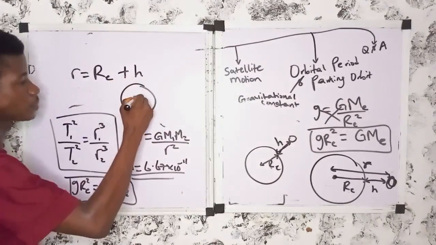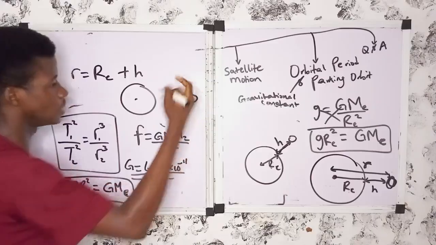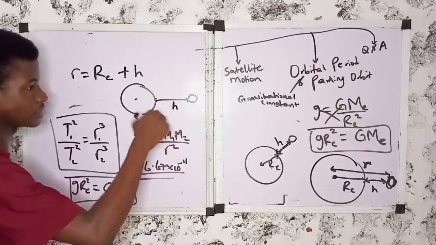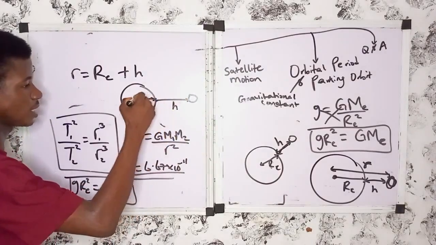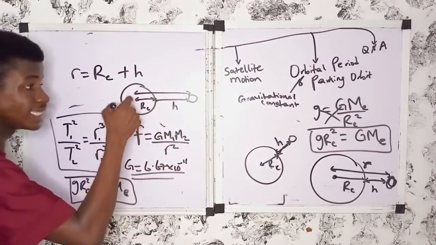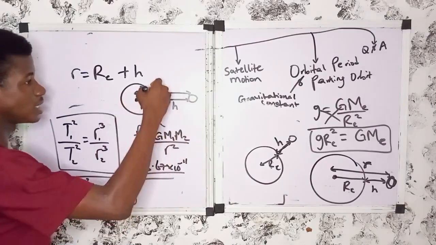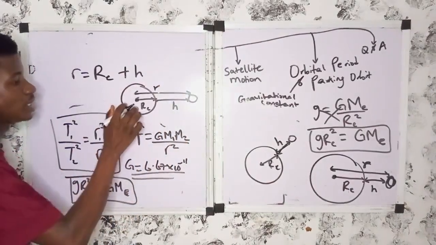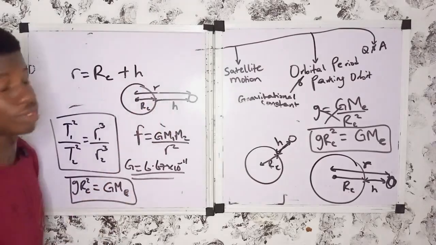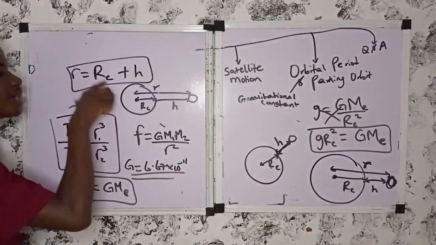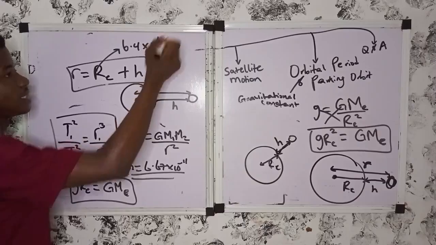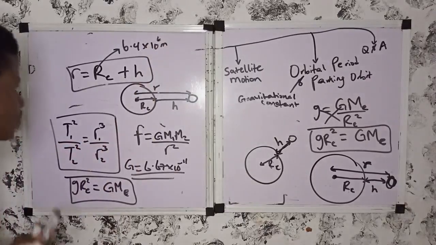Let me do it again. Let's say this is the Earth, and this is the object. The distance between the Earth's surface and the object is known as altitude. This is the radius of the Earth. The total distance between the center of the Earth and the object is known as r, and r is the radius of the Earth plus the altitude. Please take note of this, and don't forget the radius of the Earth is 6.4 times 10 raised to the power 6 meters.